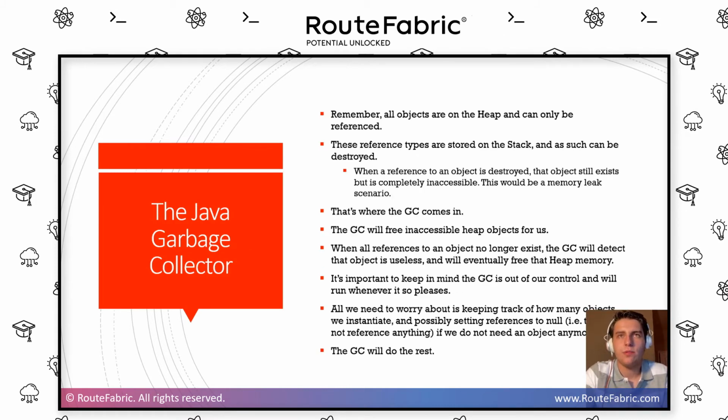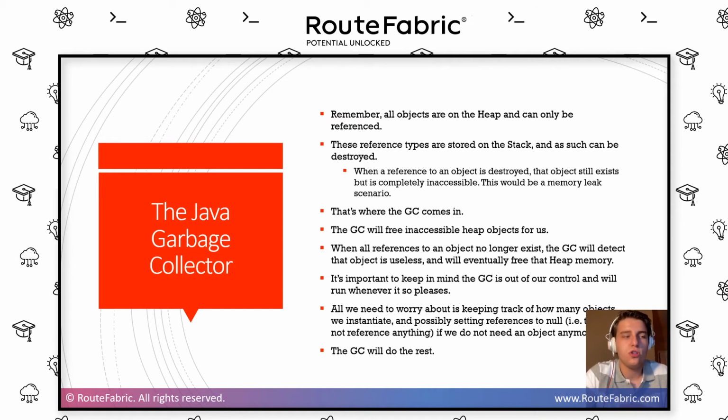So the Java garbage collector. Remember, all objects are on the heap and can only be referenced in Java. These reference types are stored on the stack so they can be destroyed. So when a reference to an object is destroyed, the object still exists but is completely inaccessible. Like I said, this would normally be a memory leak scenario. So that's where the garbage collector swoops in and deals with it for us. The garbage collector will free inaccessible heap objects for us.